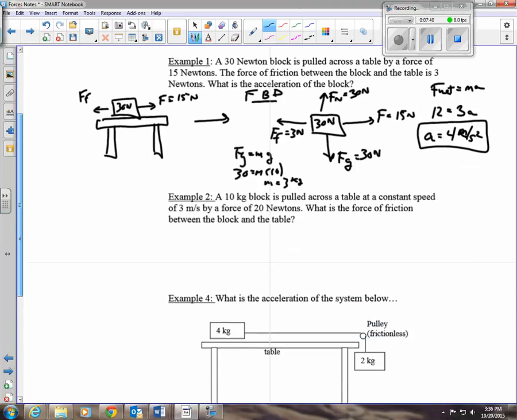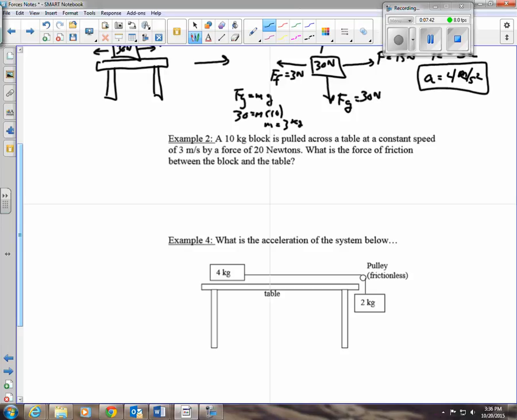Okay. Example 2. A 10 kilogram block is pulled across the table with a constant speed of 3 by a force of 20. So, I'm going to draw the block, 10 kilograms, and I'm going to label all the forces on it. Well, I know there's a force of gravity down. That's equal to M times G. 10 is the mass, gravity is 10, so this is 100 newtons. There's a normal force up from the table. And since it's not moving up or down, they have to cancel, so that's going to be 100. Because I have a force of 20 newtons this way.